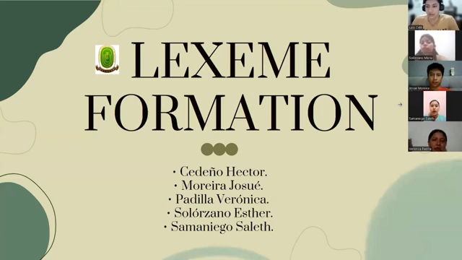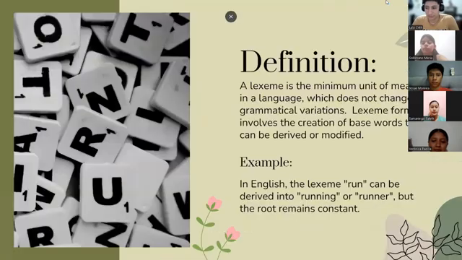We are Group C, and we are going to talk about the lexeme information. Definition: a lexeme is the minimum unit of meaning in a language, which does not change with grammatical variation. Lexeme information involves the creation of base words that can be derived or modified. An example: the lexeme run can be derived into running or runner, but the root remains constant.